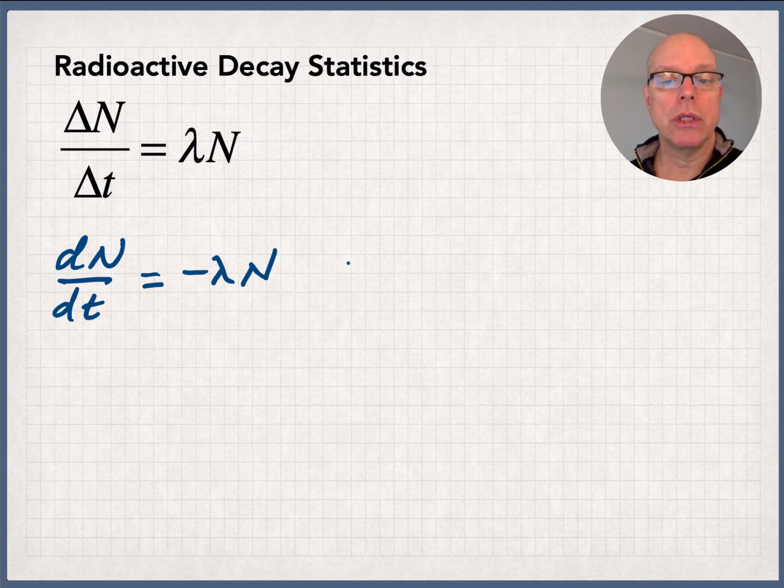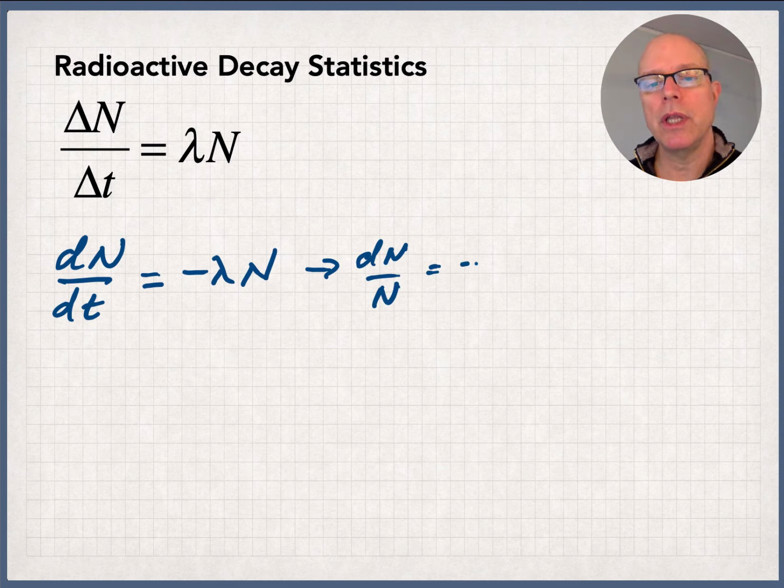So what I'm going to do is just a little algebra. Let's go ahead and move the dt over and move the n under, and I get dn over n is equal to negative lambda dt. And so nothing fancy so far. This in calculus is super well known. If I ever need to integrate this, what it's always going to turn into is the natural log.